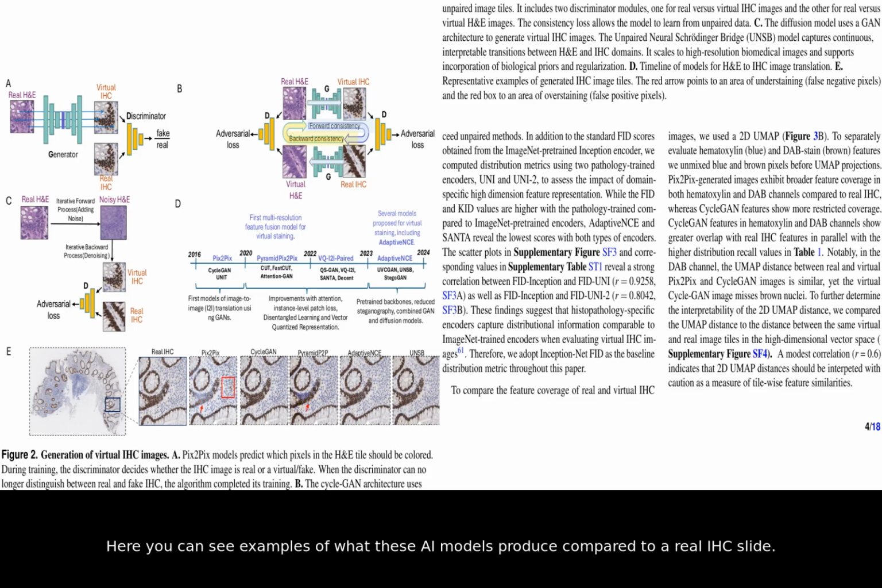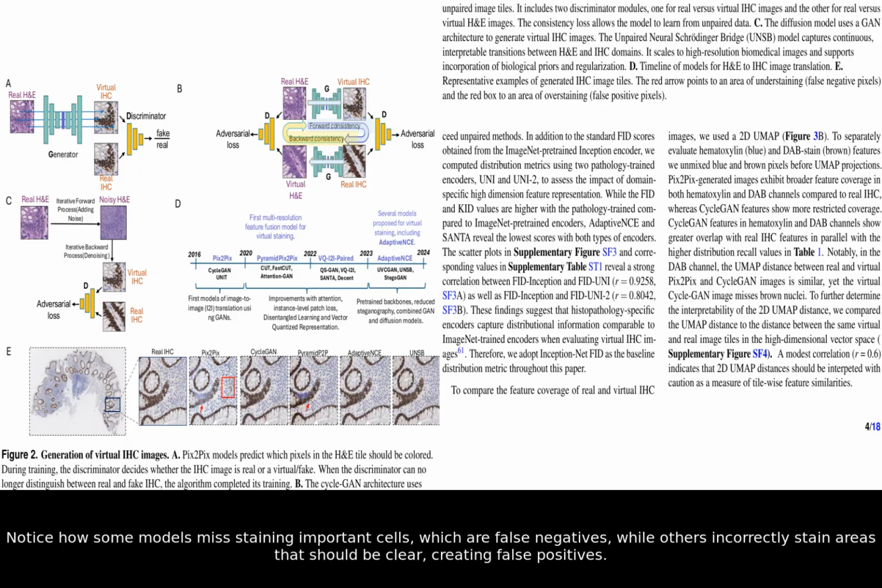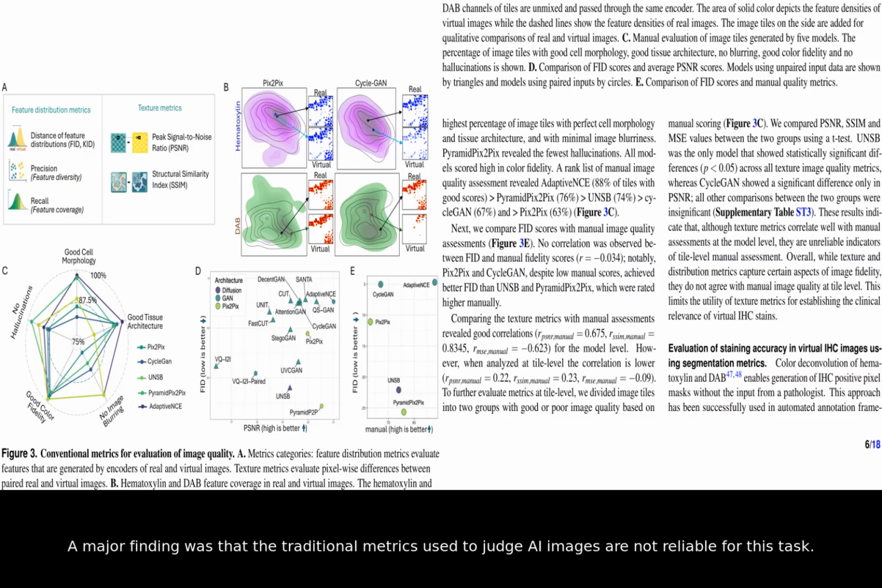Here you can see examples of what these AI models produce compared to a real IHC slide. Notice how some models miss staining important cells, which are false negatives, while others incorrectly stain areas that should be clear, creating false positives.